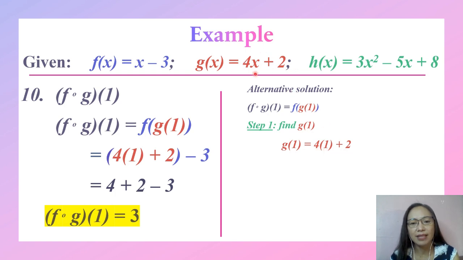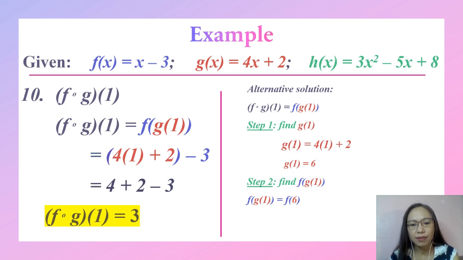Here, taken from this. So it's 4 times x becomes 4 times 1. And then we bring down 2 here. Okay. And then we simplify. 4 times 1 is 4 plus 2, that is 6. So we have g at 1 equals 6. When we're able to solve this, we can now go to step 2, finding f at g of 1 by substituting the value of g of 1, which is now 6.